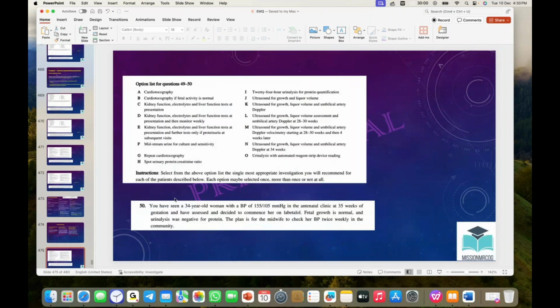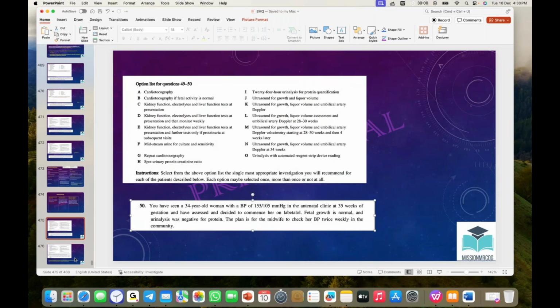Now another question. Okay, this is confusing. So here the blood pressure is 155/105 at 35 weeks. The patient is on labetalol. Growth is normal. Urine is negative. The midwife will check blood pressure twice weekly. So what will be the plan for the baby?